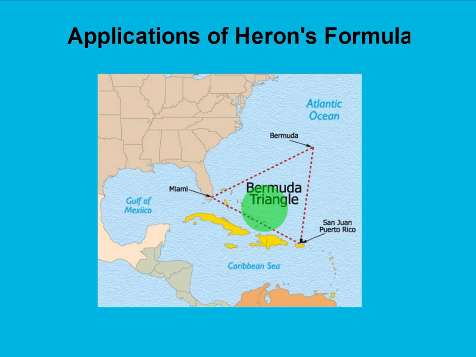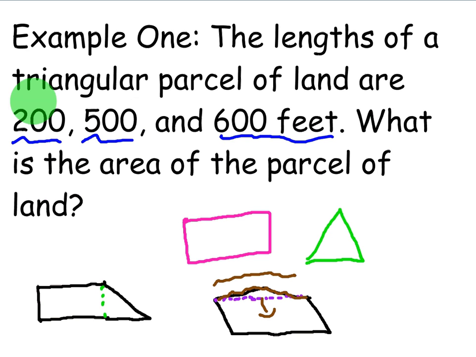For today's example, we're going to be finding the area of a parcel of land where the lengths are 200, 500, and 600 feet. We know normally a parcel of land is rectangular, but it can be any shape. Okay, it could look like this, it could look like this. In this case, it's going to be a triangle. And it happens. I've seen it on plats of land before.